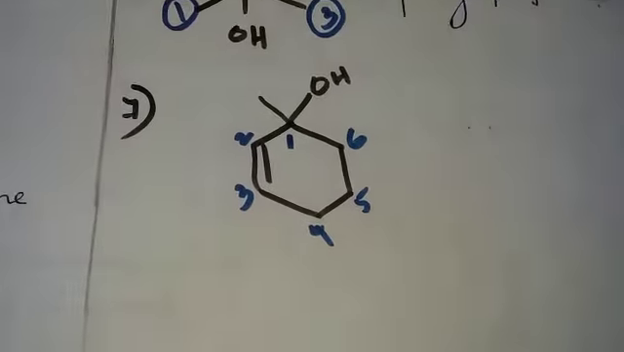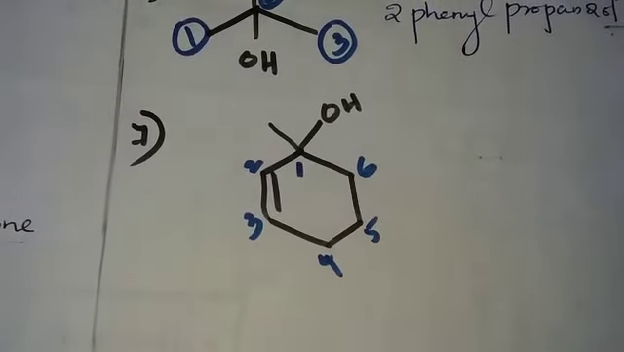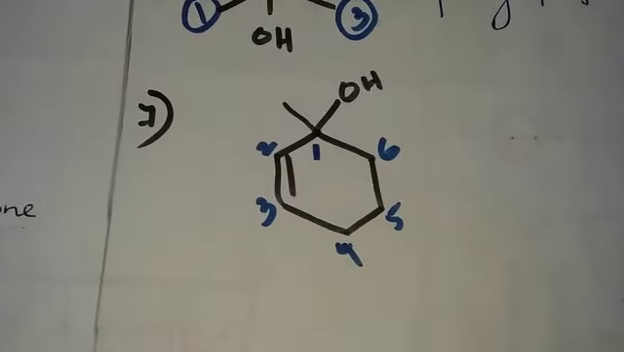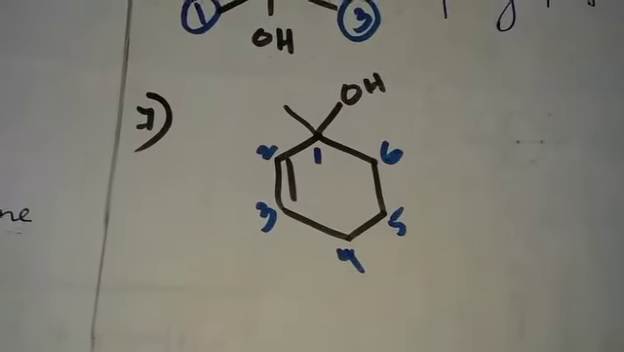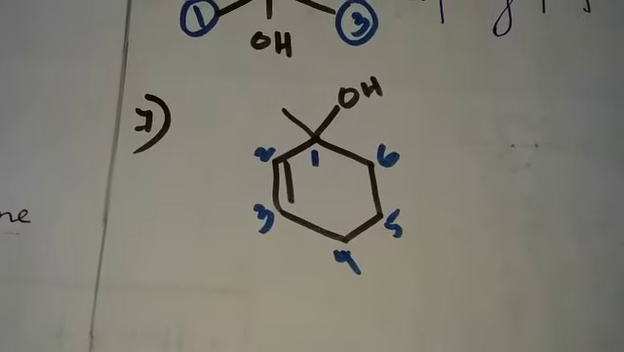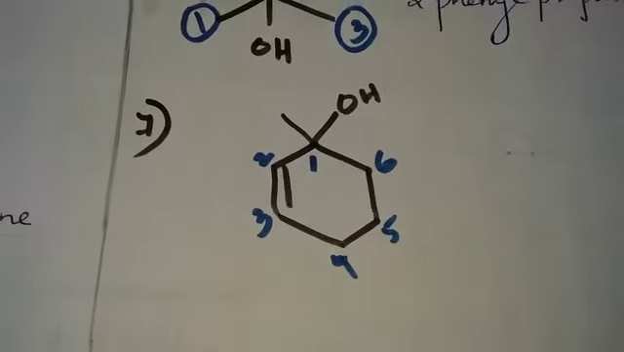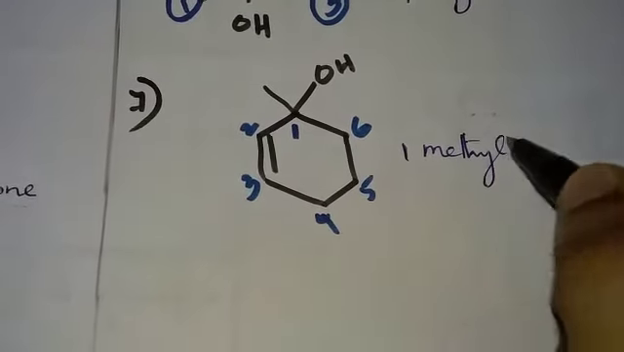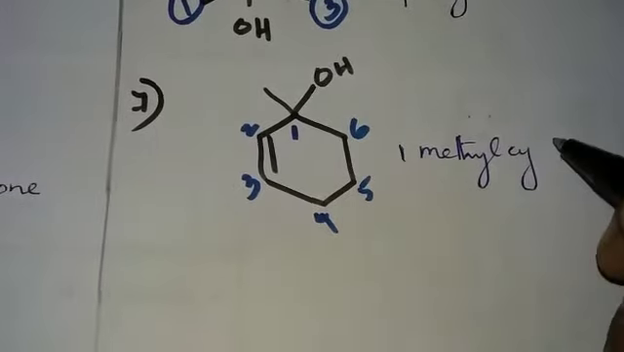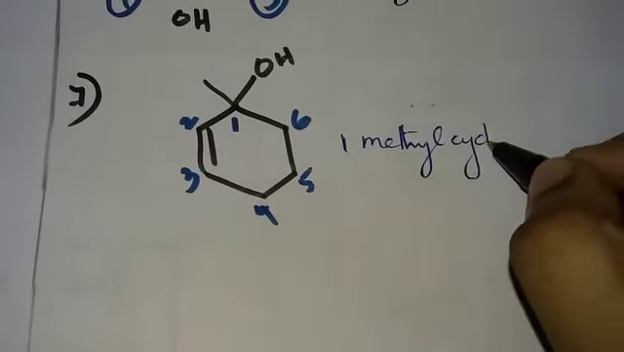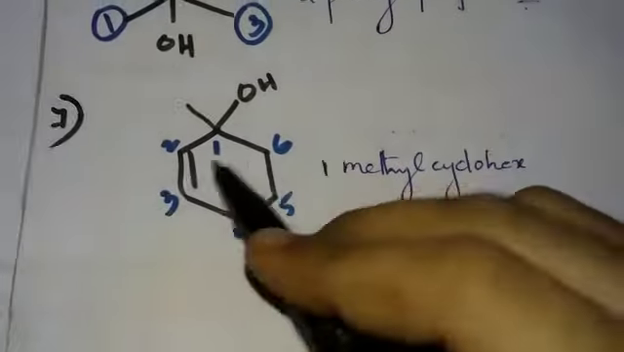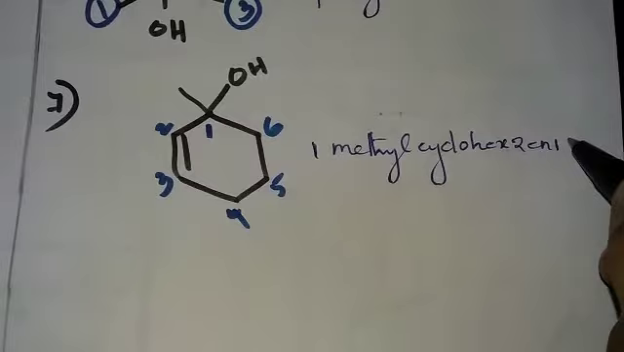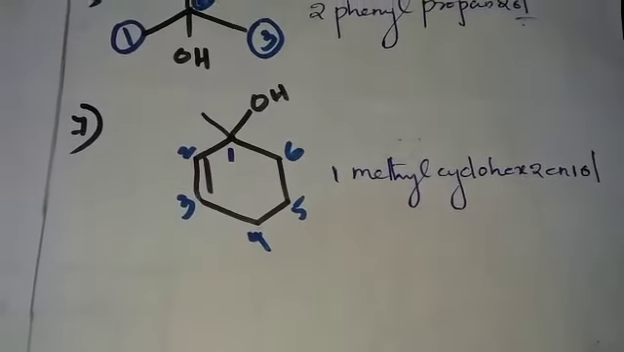Are there any branches? Yes, here is a branch. A methyl branch is there. So 1-methyl cyclohex-2-en-1-ol. Look, 1-methyl, cyclo. This is a cyclohexane, not benzene. Cyclohex, in the second position a double bond, 2-en, 1-ol. Cyclohex-2-en-1-ol.